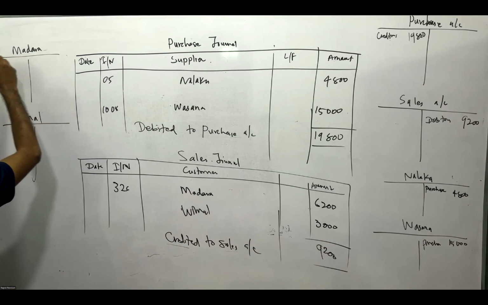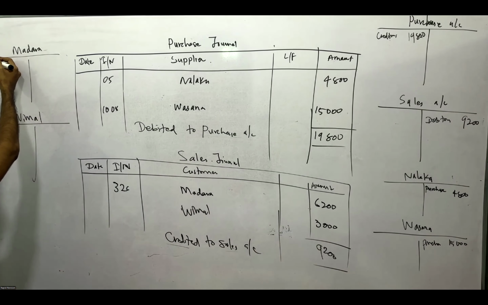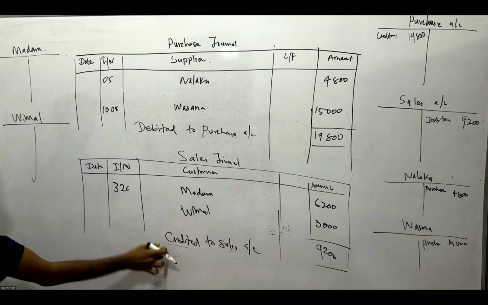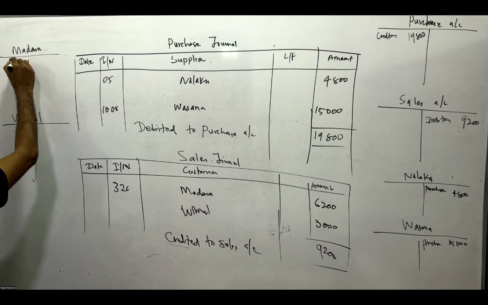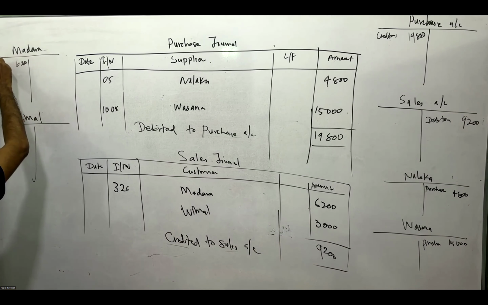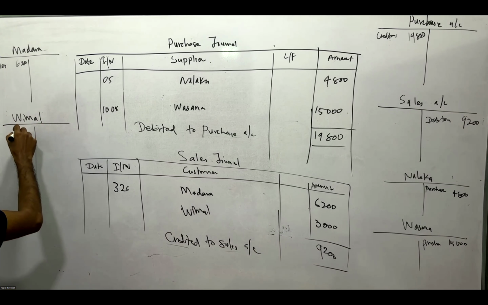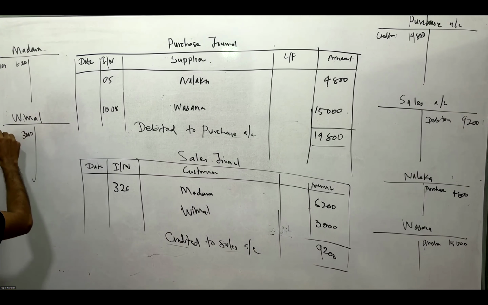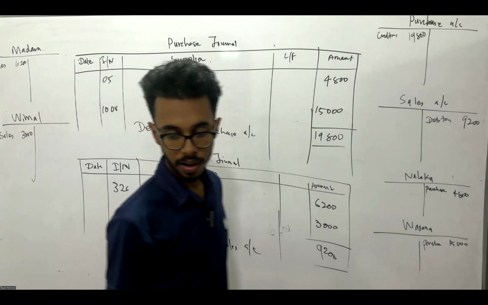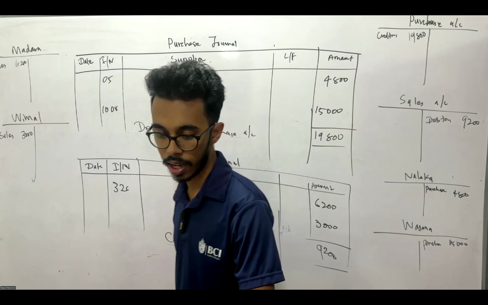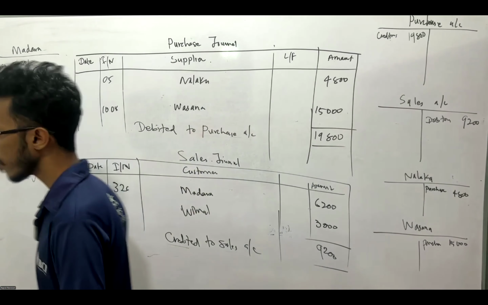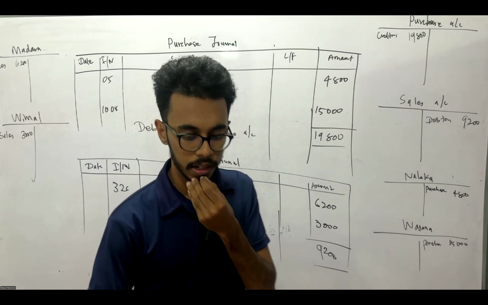Not credit, debited. Take the opposite equation, yeah? So sales credit, and the debtors' accounts debited. Madara's account is 6,200 as debt, sales. And Vimal's account debited 3,000, sales. That's it, right? Debit, credit, right? It is not that hard. And then moving on to the next question.